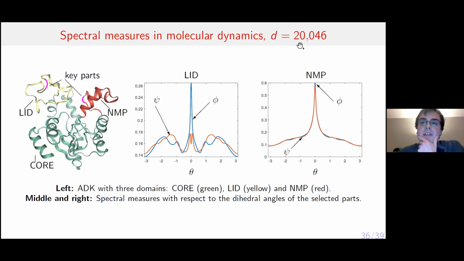And this is an ambient dimension 20,000, right? So the dimension corresponds to all of the atoms in this molecule and all of their momenta. So the system is Hamiltonian. Okay, and we're able to compute these spectral measures robustly using kernelized ResDMD. So that's spectral measures.